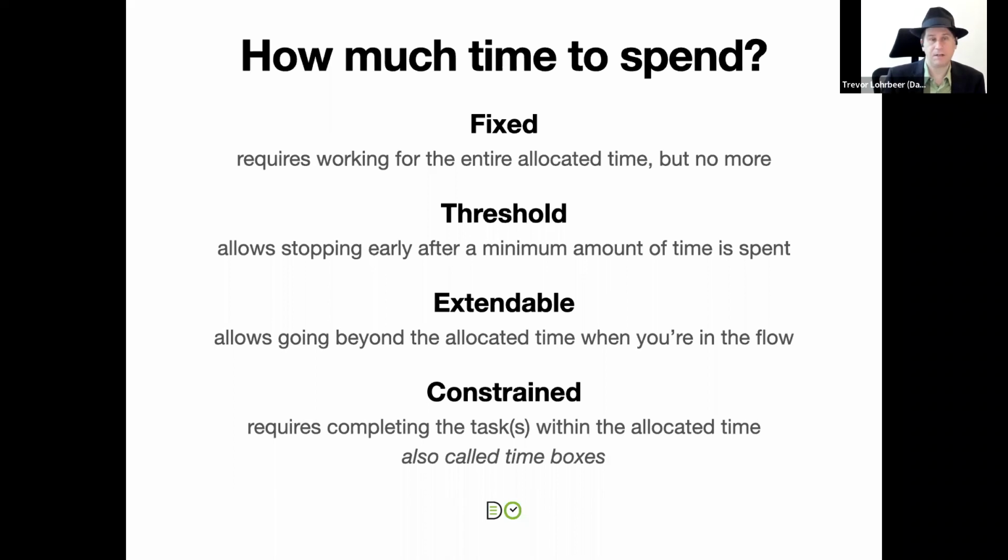The final type of time block is a constrained time block. It's also called a time box. This is where we say we have to complete the task within the allocated time. And what this allows us to do is reduce our scope to make sure that the task gets done, but respect the time block. So you'll often see this again when you're writing a blog article. I'm going to write this in an hour. I'm not going to give myself any more than that. And that allows me to make sure I get something done, but then move on from that.